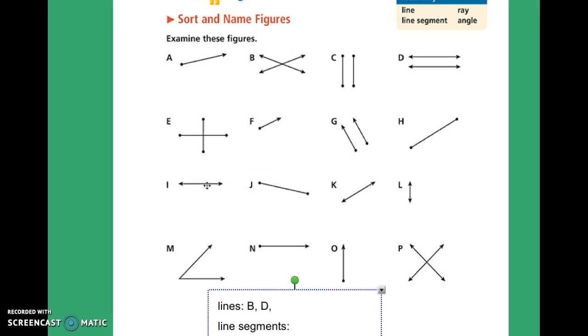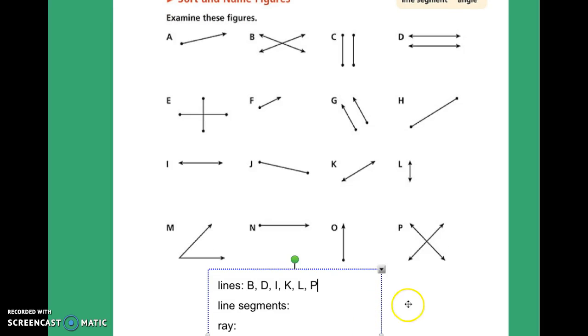I has a line. K has a line that goes on forever. L has a line. And lastly, P has a line that goes on forever. All right, so now it's going to be your turn.